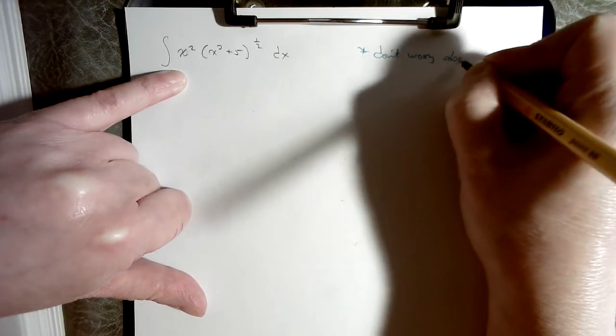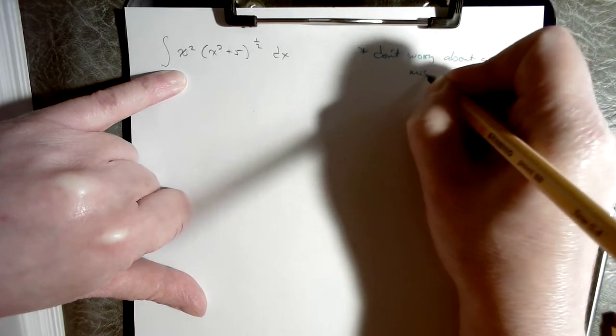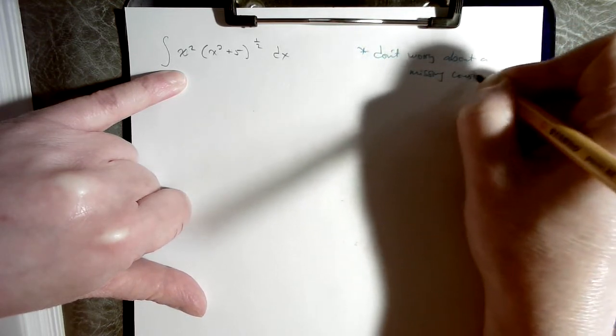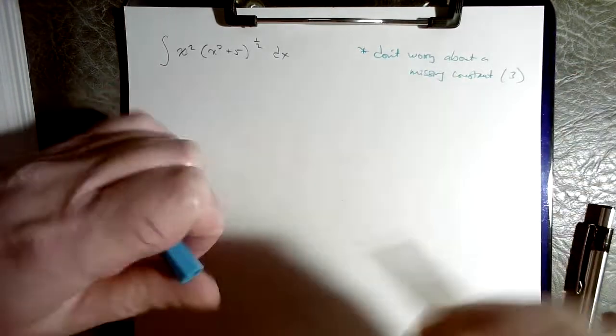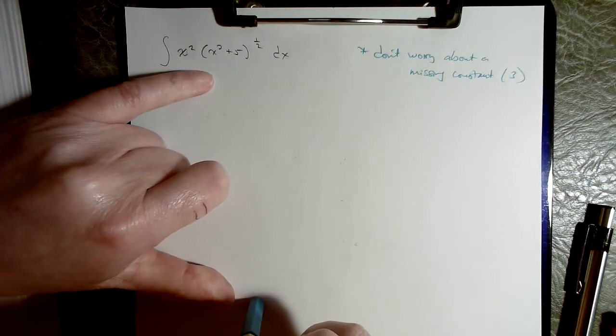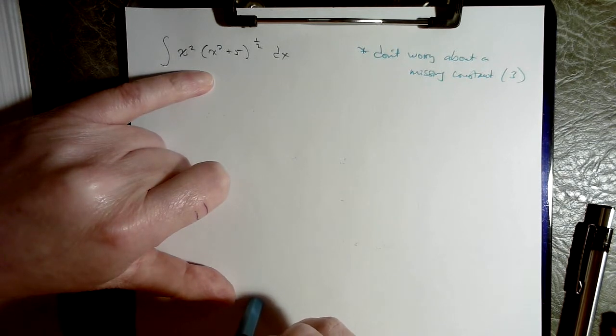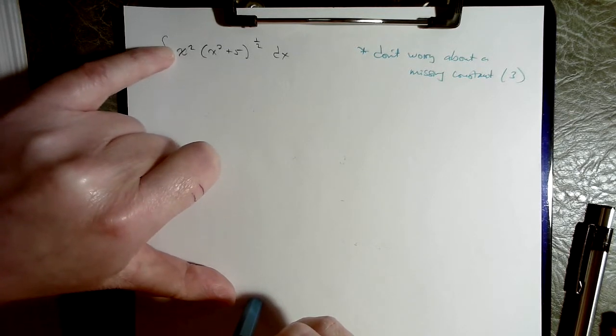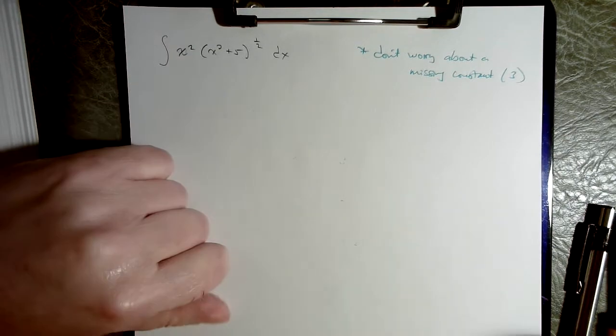Don't worry about a missing constant, in this case, the 3. We can cope. If you're missing x bits, we're in trouble. We have to rethink or do substitution by a more subtle way. But if it's just a matter of a multiple, you're going to be okay.